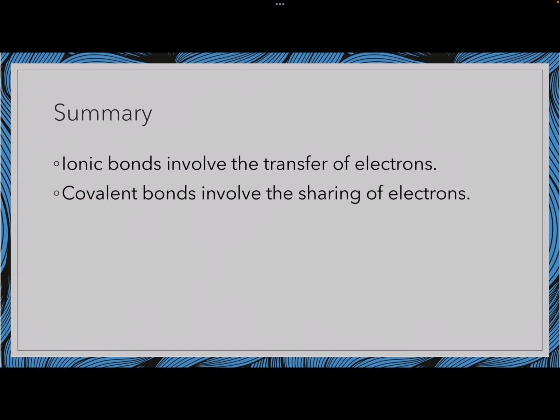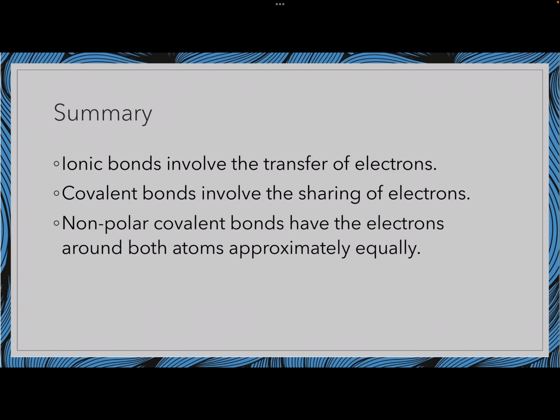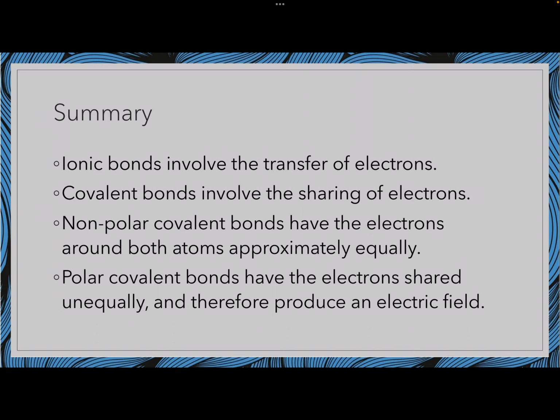So let's have a look at a bit of a summary. Ionic bonds involve the transfer of electrons. Covalent bonds involve the sharing of electrons. Nonpolar covalent bonds have the electrons around both atoms approximately equally, and polar covalent bonds have the electrons shared unequally and therefore produce an electric field. Okay, so get that summary down, and that is all for today.